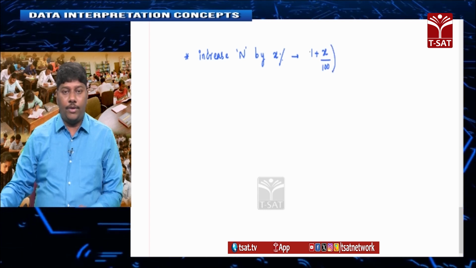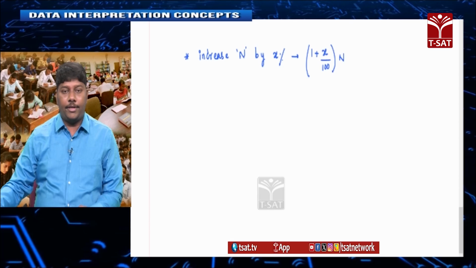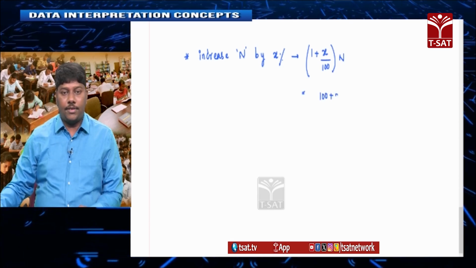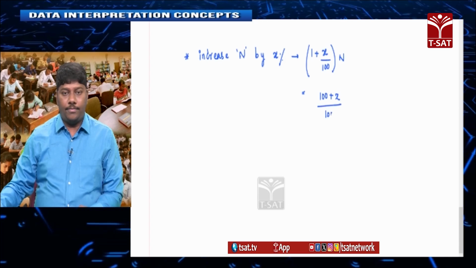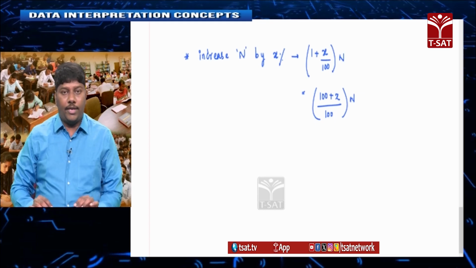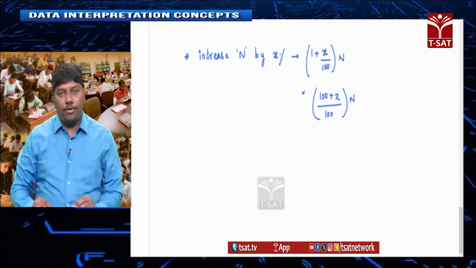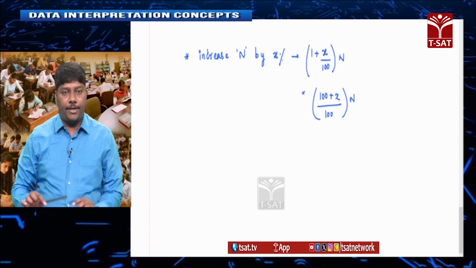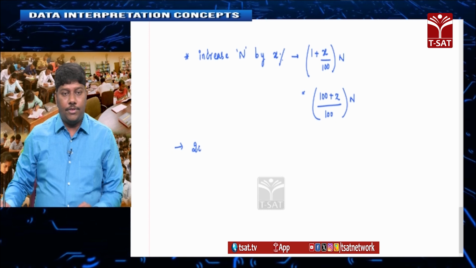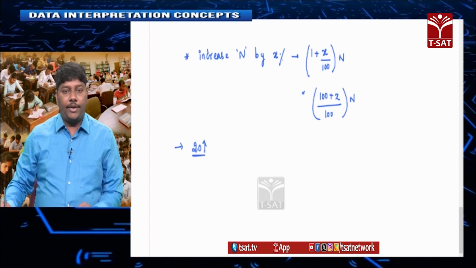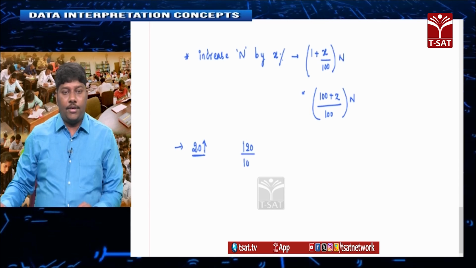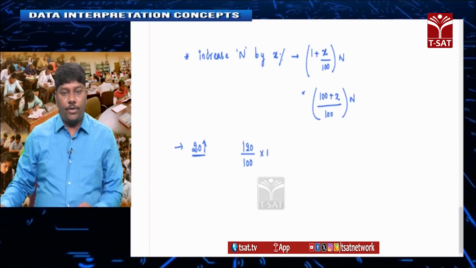You multiply that number with 1 plus X by 100, therefore the number increases by X percent, or else you can say 100 plus X by 100 into N. This is increase of a number by X percent. If you want it in more detail or a shorter way, you can go for the basics of percentages, which is explained. Now, suppose I want to increase any data by 20%, you multiply that number that you wish to increase by 20% by 120 by 100 into that number.